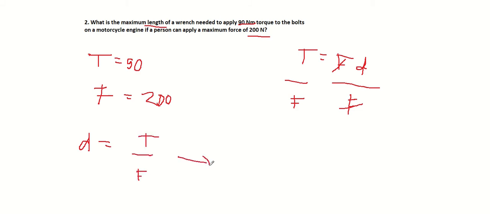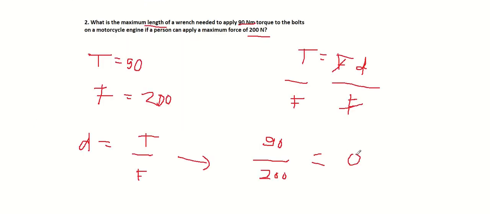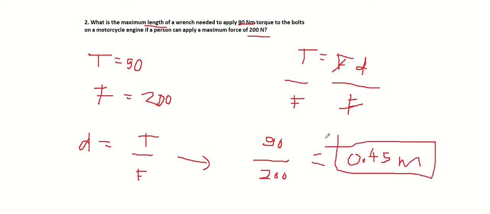Since meron na tayong torque na 90 and force na 200, magiging 90 divided by 200 lang. So, calculator ulit. 90 divided by 200, 0.45 meters. Ito na yung maximum length na hinahanap. So, ngayon, proceed na tayo sa third worded problem.